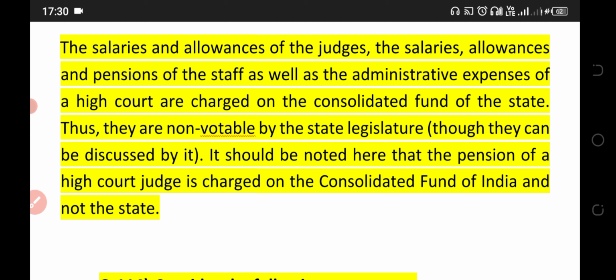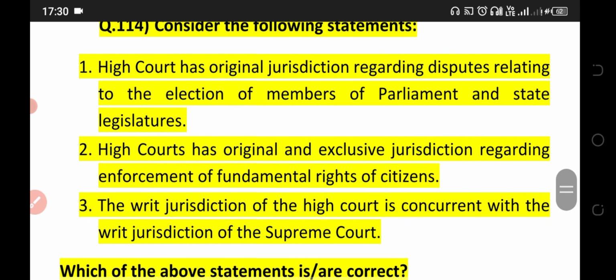But याद रखिएगा आप, it should be noted here that the pension of the high court judges is charged on the consolidated fund of India, not the state. High Court has original jurisdiction regarding disputes relating to the election of the members of the Parliament and the state legislature. High Court has original and exclusive jurisdiction regarding the enforcement of the fundamental rights of the citizen. The writ jurisdiction of the High Court is concurrent with the jurisdiction of the Supreme Court.